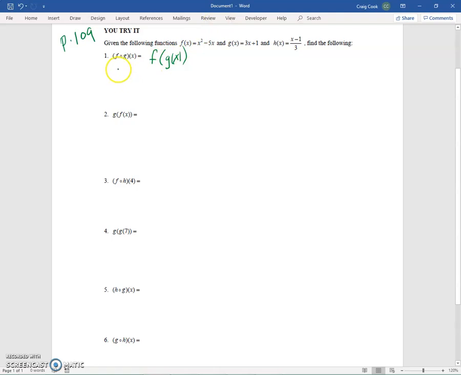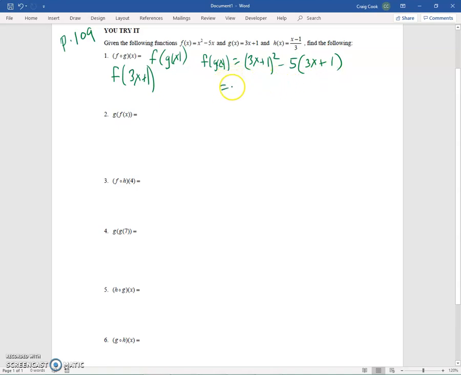This looks like f of 3x plus 1. So we're taking 3x plus 1, which is g, and putting it into f. So when we do something with a function like this, we're going to take this value and put it in for all the instances for x in our function. So this is going to be 3x plus 1 squared minus 5 times 3x plus 1.